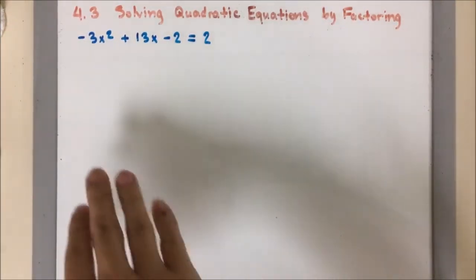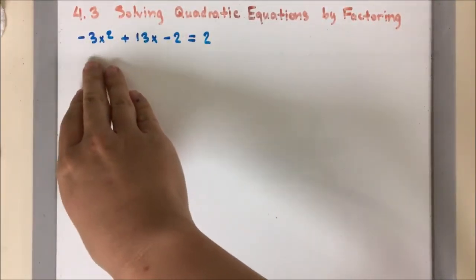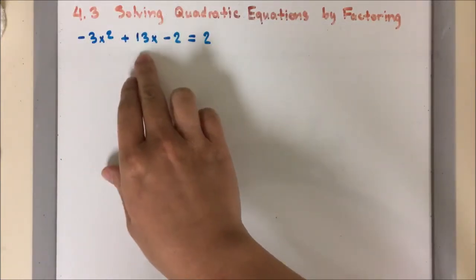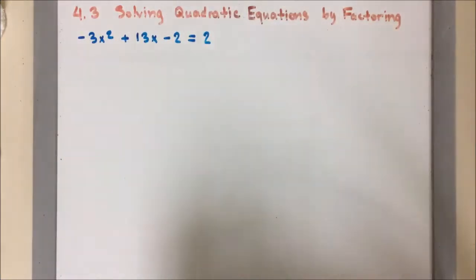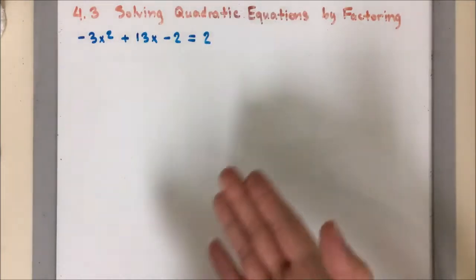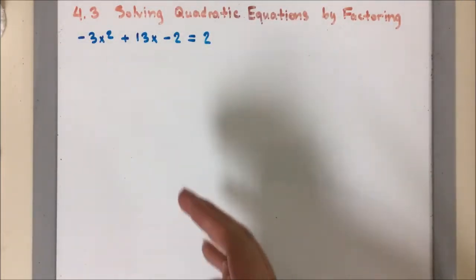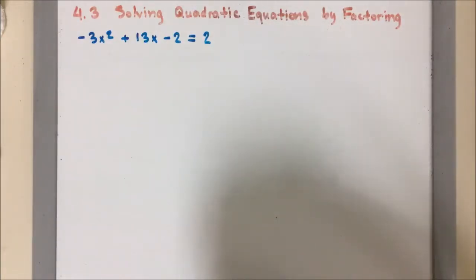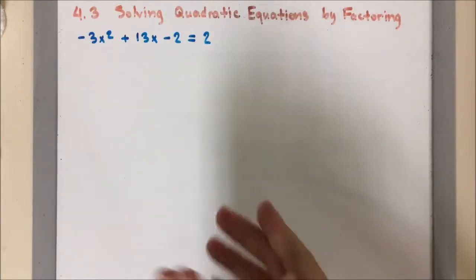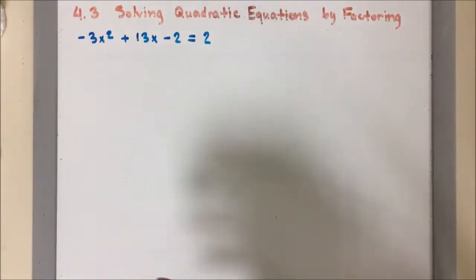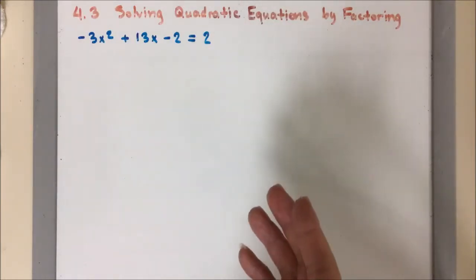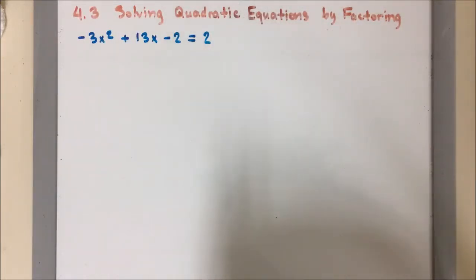Alright, let's take a look at this example. We have negative 3x squared plus 13x minus 2 equals 2. So, as you can see, not all terms are on the same side, especially when you don't have one side that is exactly 0. Before we identify our ABC values, we need to make sure that all the terms are on the same side and the other side is 0.